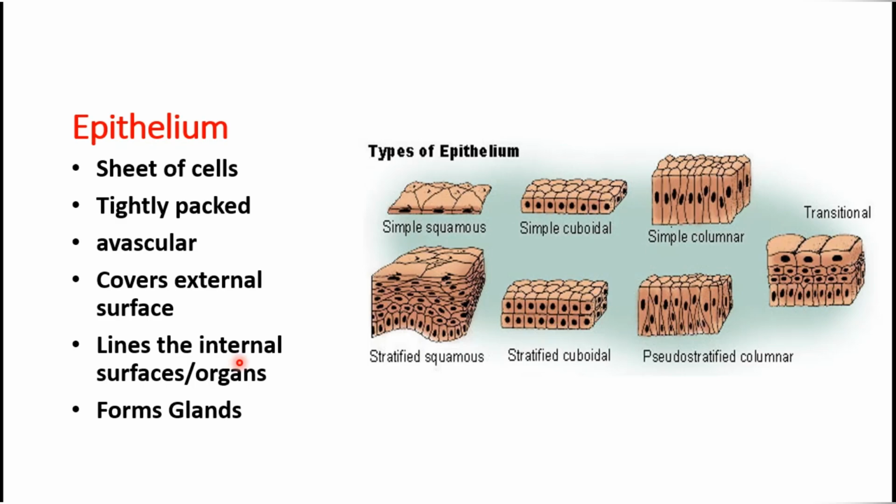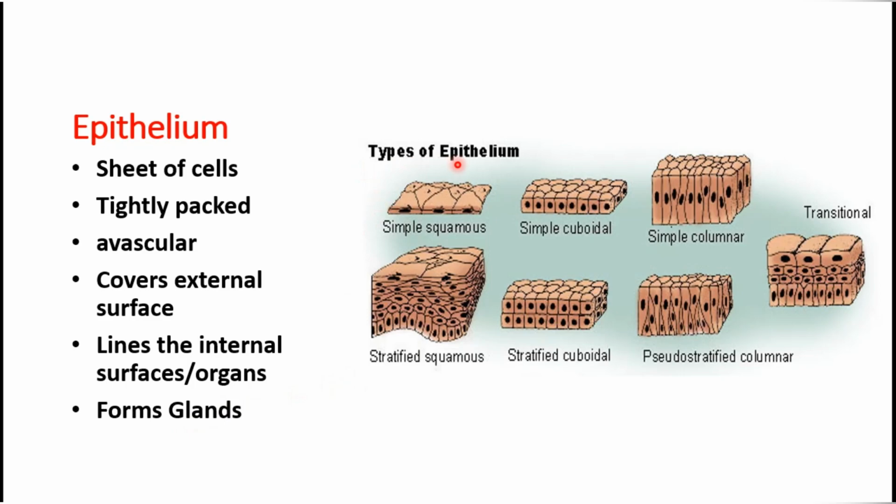The third important location of epithelium is the glands, both exocrine glands and endocrine glands. In these glands, epithelium makes up part of their secretory portion as well as part of their conducting pathway.